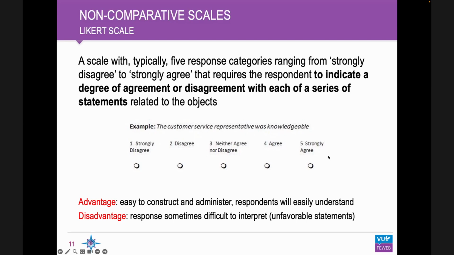The disadvantage is that, if you remember, we talked about reverse questions, right? When you ask reverse questions, it might be very hard to understand what the meaning of agreement is. So for instance, if the statement is the customer service representative was not knowledgeable, it is hard to understand what the meaning of strongly disagree is, because it's kind of a double negation. So that's the disadvantage with the Likert scale.